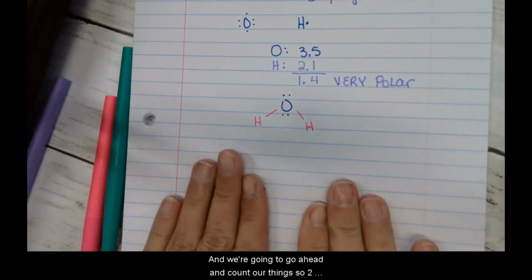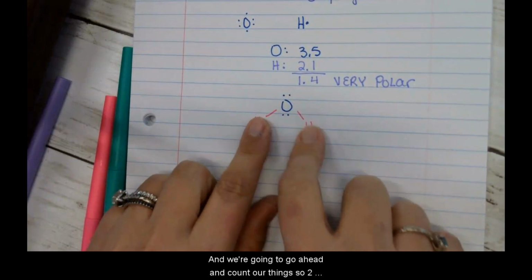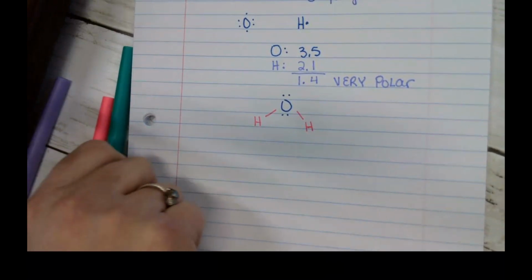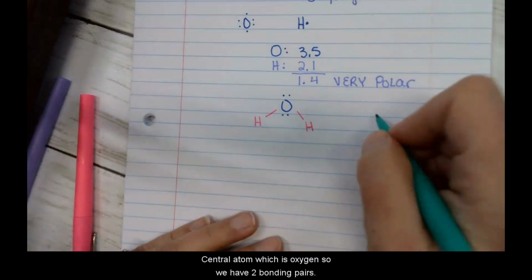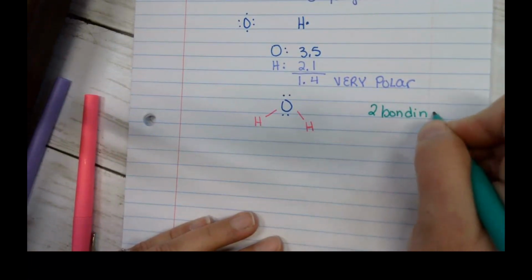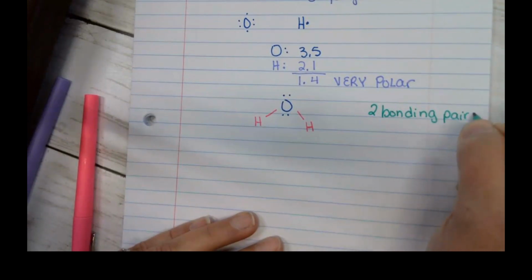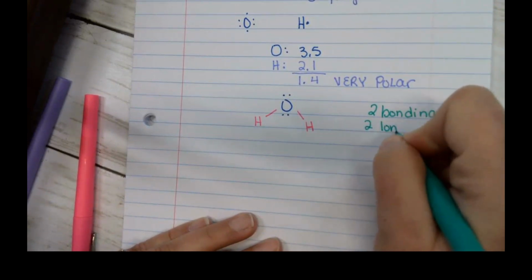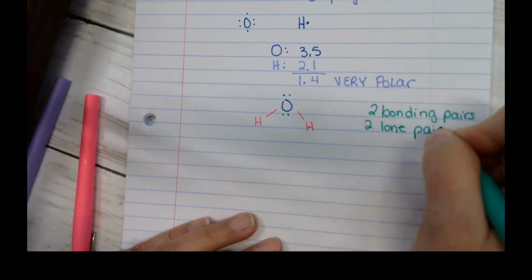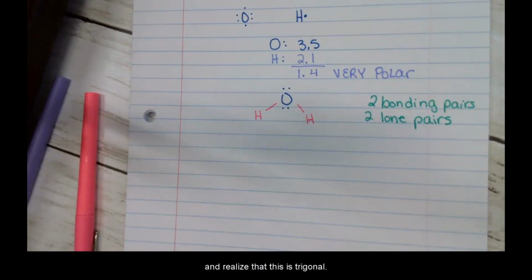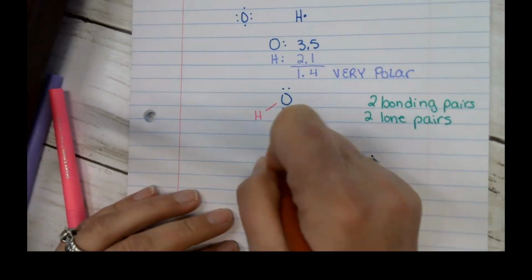And we're going to go ahead and count our things. So 2 lines equals 2 bonding pairs off of the central atom, which is oxygen. So we have 2 bonding pairs. We also have 2 lone pairs. So when we look up our molecular geometry for 2 bonding pairs and 2 lone pairs, we're going to go ahead and realize that this is trigonal planar.